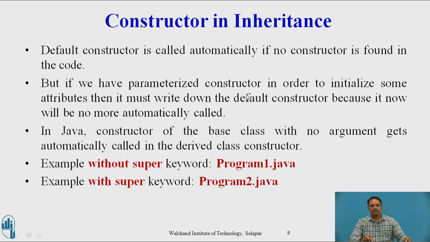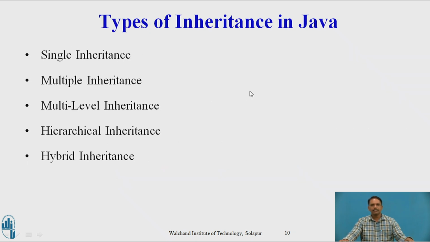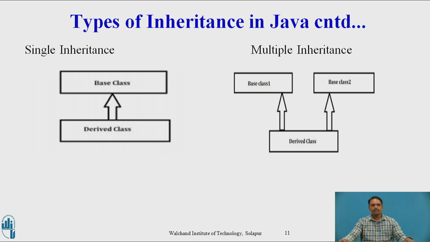Now let us understand the different types of inheritances which are supported in Java. This is the list which says there are different types like single inheritance, multiple inheritance, multi-level inheritance, hierarchical inheritance and hybrid inheritance. Let us understand these different types of inheritances with a specific diagram. Here in single inheritance we have a single base class which is derived by a single derived class. So there is only one parent and one child in this particular type of inheritance.